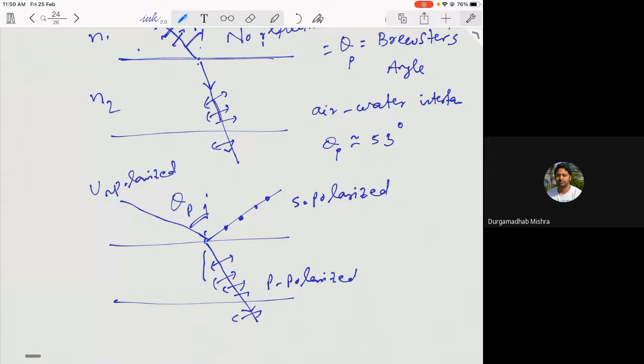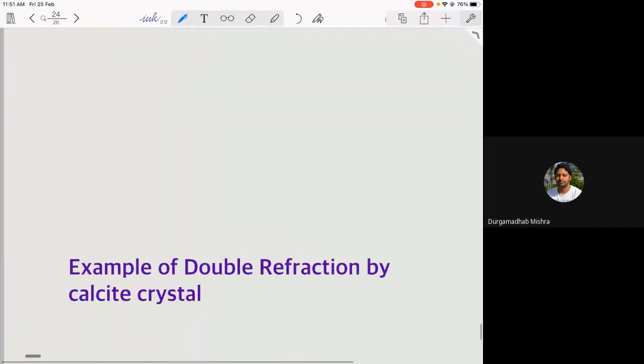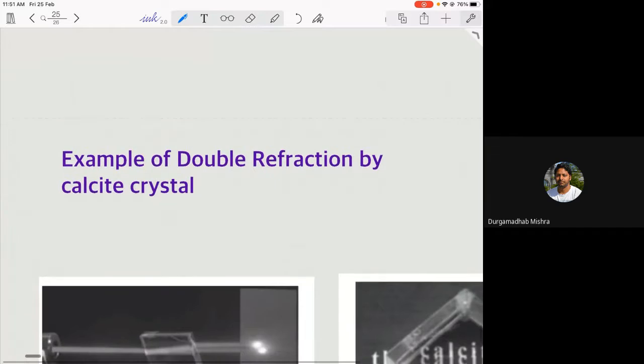This has some nice applications. These concepts are used in eyeglasses, polarized sunglasses, for example. And another interesting thing is double refraction. We will talk about that a little bit more.